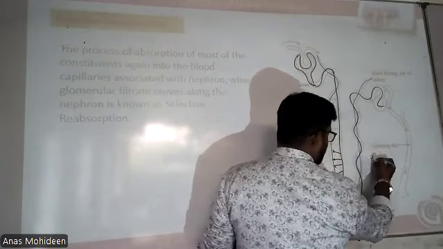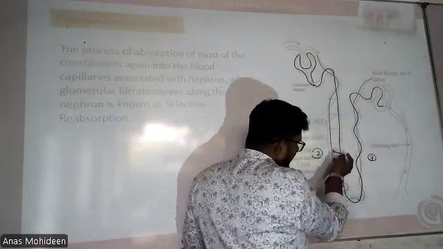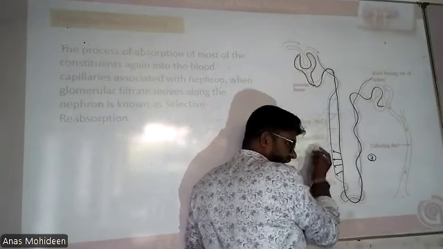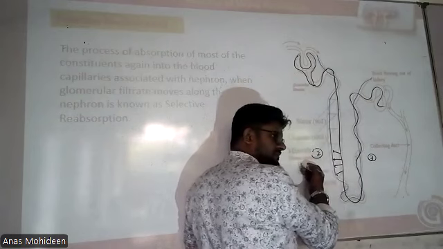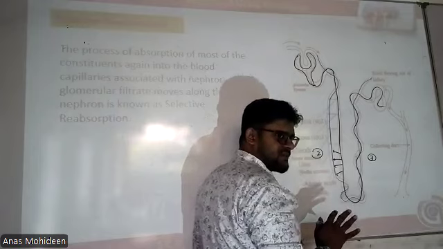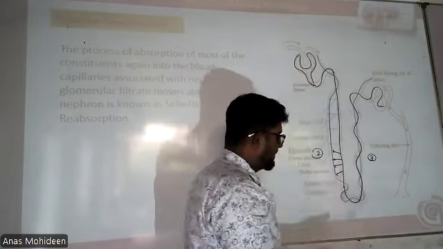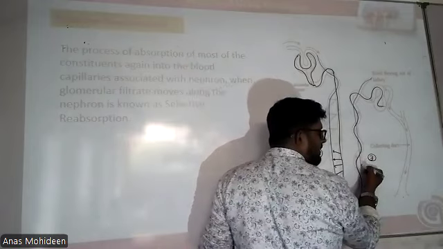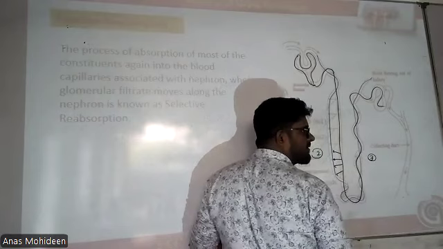And what is the third stage? Now this happened from nephron to blood, right? We did that also. Nephron to blood. That is the selective reabsorption. What is the third stage? In return, the nephron gets something from blood.